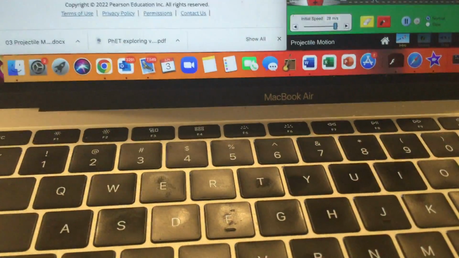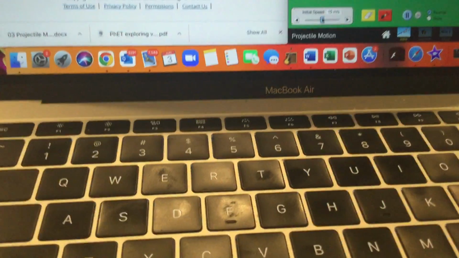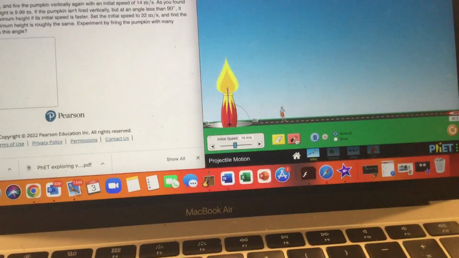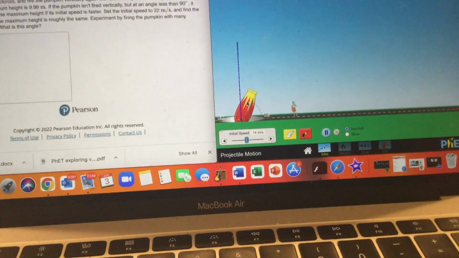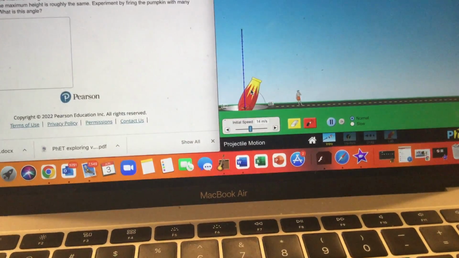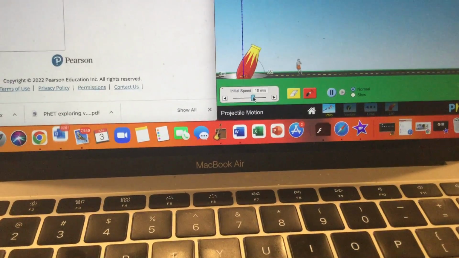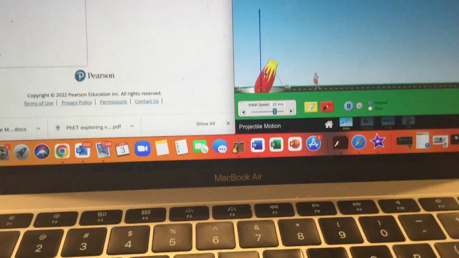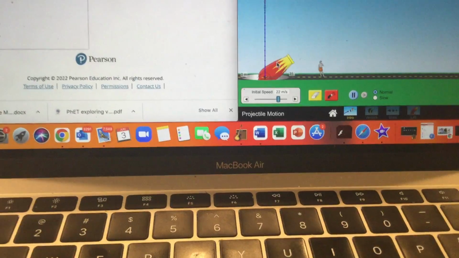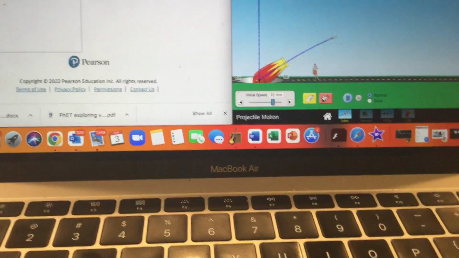We'll do 14 meters per second. You see it reaches that height. Then we'll change it to 22 meters per second, and then we'll test varying angles. We'll start with 35. 35, close, but it doesn't really reach that maximum height.